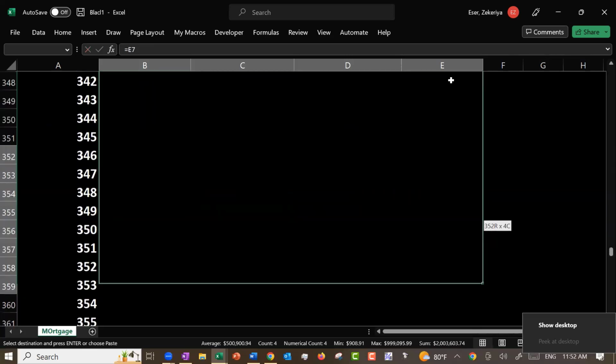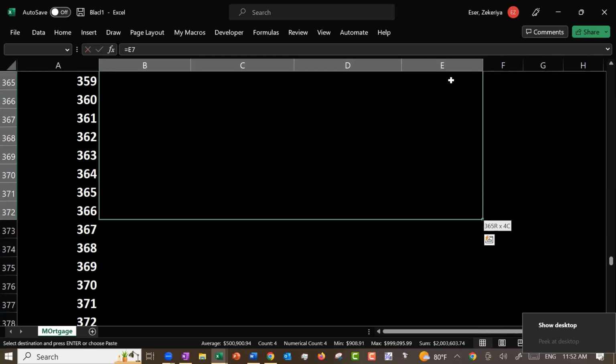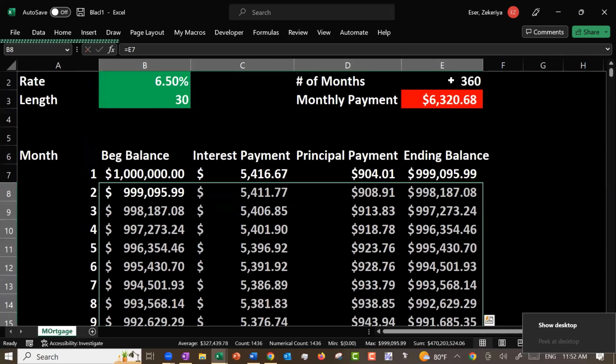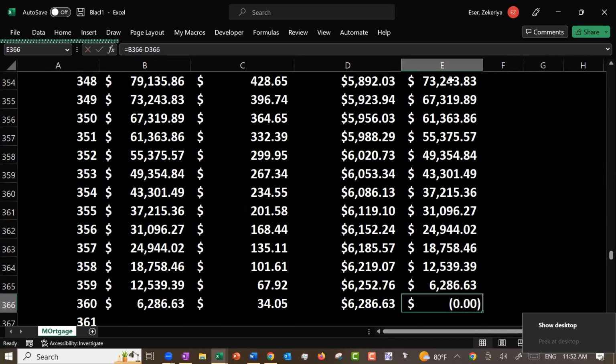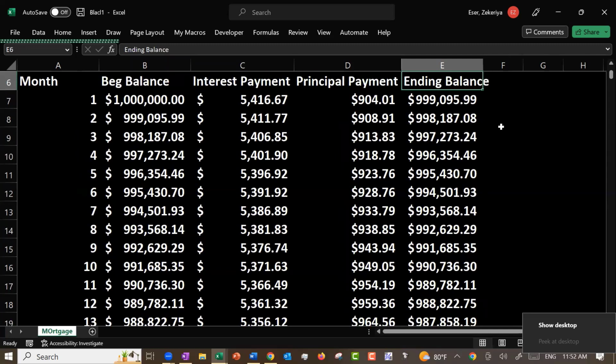I'm not doing this as a template, so I'm not going to worry about other stuff. As you can see, after the last payment, ending balance is 0. Okay.